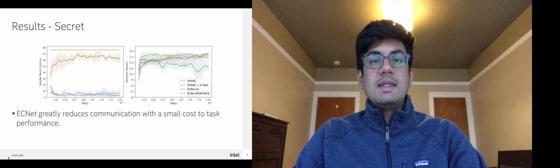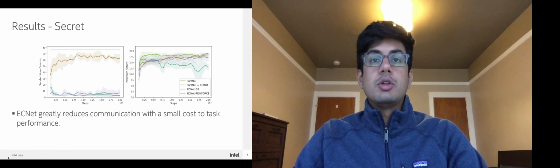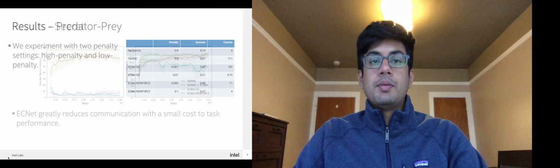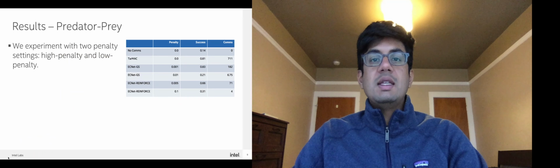In secret, we see that ECNet greatly reduces communication with a small cost to task performance. The communication penalty is essential to achieving this reduction. IC3net, which includes gating but has no communication cost, cannot decrease the number of messages very much. In predator-prey again, ECNet is able to retain task performance while decreasing communication cost.